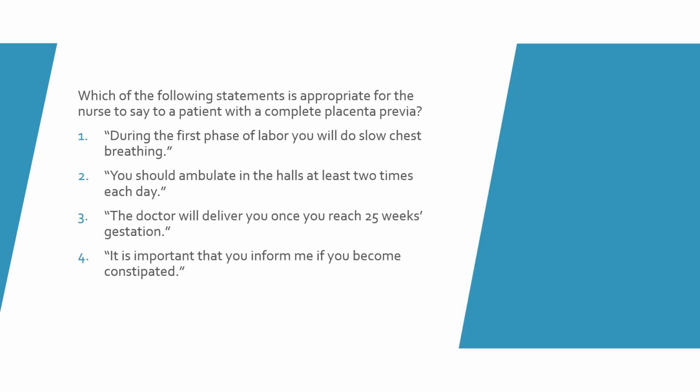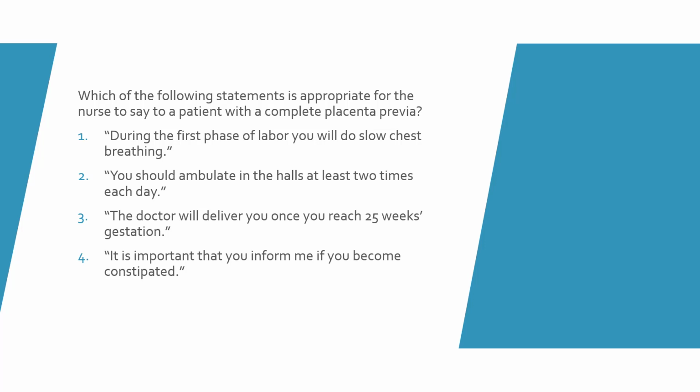Number 1. During the first phase of labor, you will do slow chest breathing. Patients with complete placenta previa are not able to have vaginal deliveries and will have cesarean sections. This is not the correct statement for a patient with complete placental previa. Number 2. You should ambulate in the halls at least 2 times each day. This is an inappropriate statement for this patient. Patients with complete placenta previa are usually placed on bed rest with bathroom privileges only.